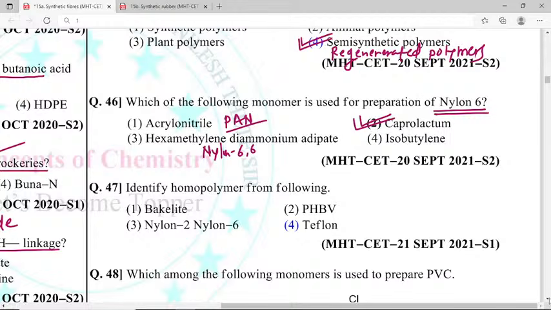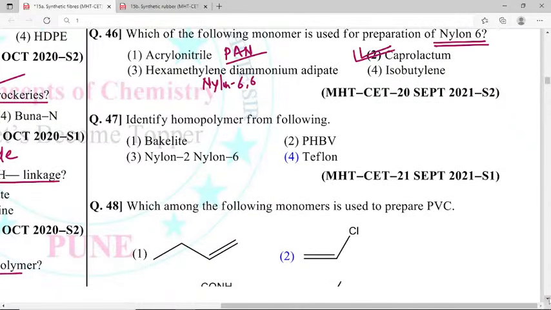Isobutylene is used for making rubber. Buna, also written as Buna-S. Buna stands for butadiene. So this is Buna-N also.